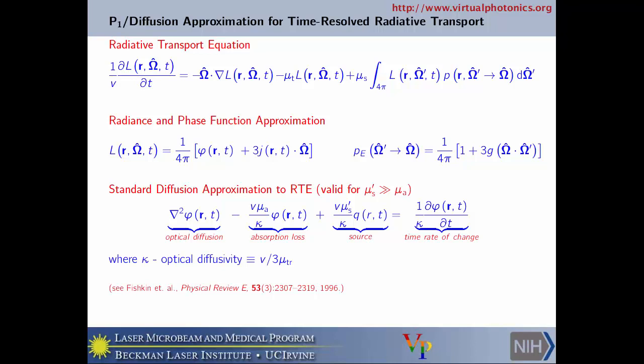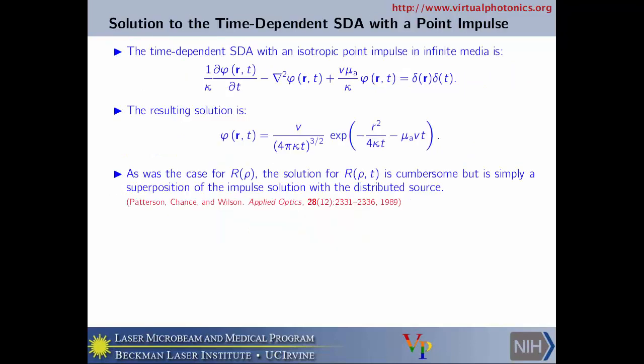mean free path. You can get the solution to this equation, which is shown in this paper here by Josh Fishkin and crew. Here, the analysis approach is very similar. We again use the Green's function for a point source in this diffusion approximation that gives you the resulting fluence distribution for an impulse in both space and time. You can convolve that with the distributed point source.